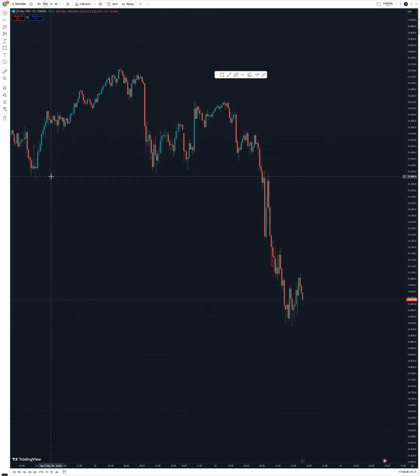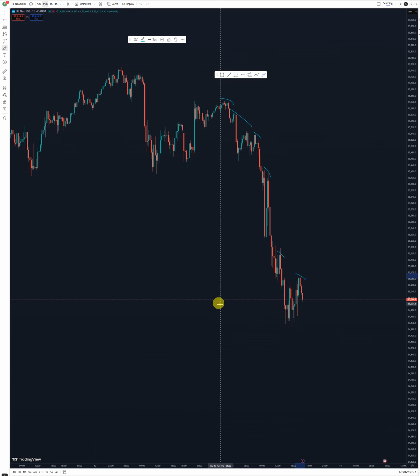Second, the chart has printed a series of lower highs, confirming a clear downtrend. As you can see here, you got one here, you got one here, you got one there, another one there, and there. So a lot of lower highs here, confirming a clear downtrend.